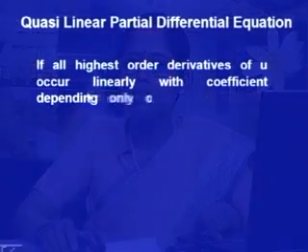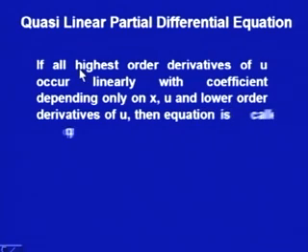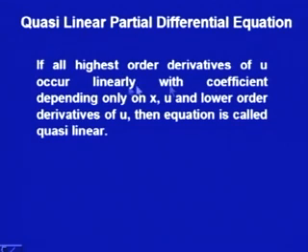Similarly, we would define one more kind of partial differential equation that we call quasi-linear partial differential equation. What is it? If all highest order derivatives, whether second order or third order or first order, whatever highest order we have to take in that equation, occur linearly with coefficients depending on x, u and lower order derivatives of u, then the equation is called quasi-linear.